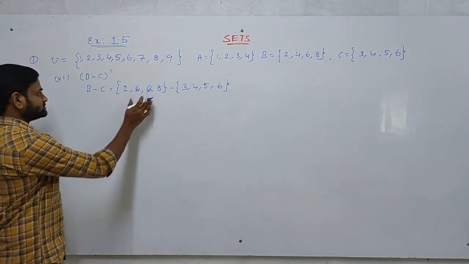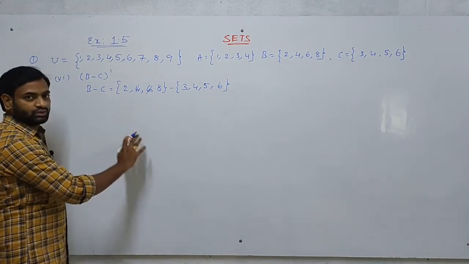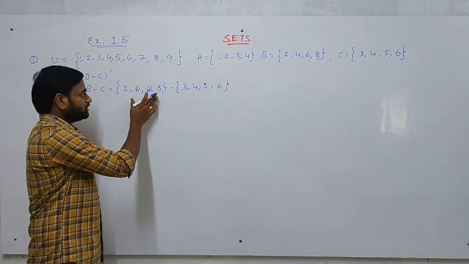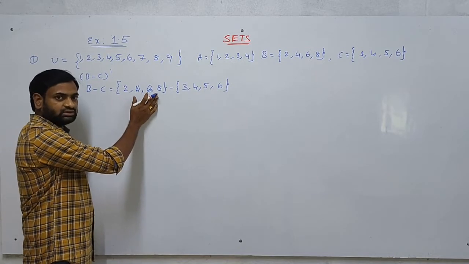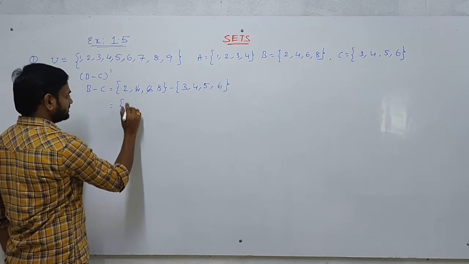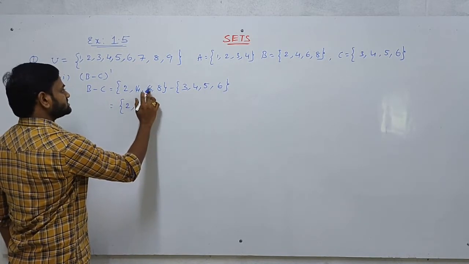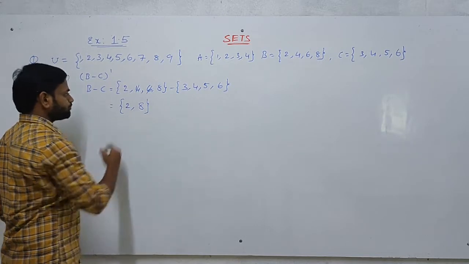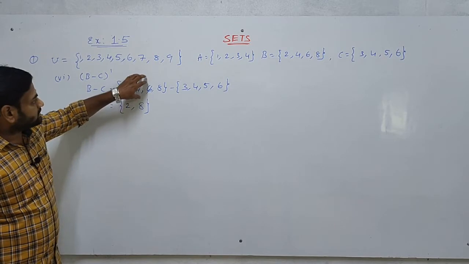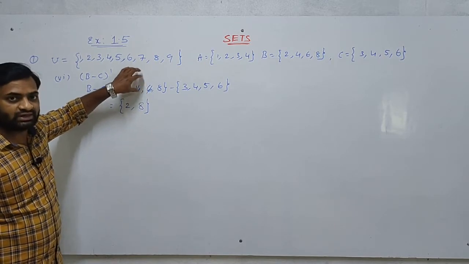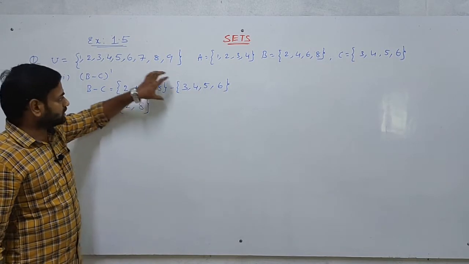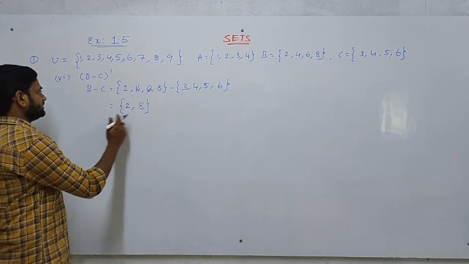Now what are the remaining? Just write out from this set only. Don't see this set. Don't touch these elements. Only the ones remaining from this set you have to write. That is, the remaining elements of this set: 2, 4 cancel, 6 cancel, that is 8. 2, 8. You have to write only the remaining elements of this one, and don't write these elements. Only these elements, that is 2, 8.